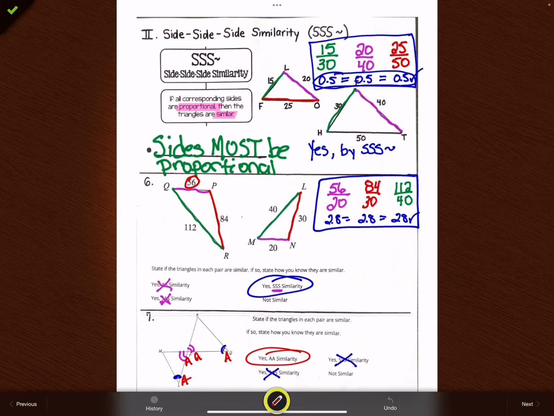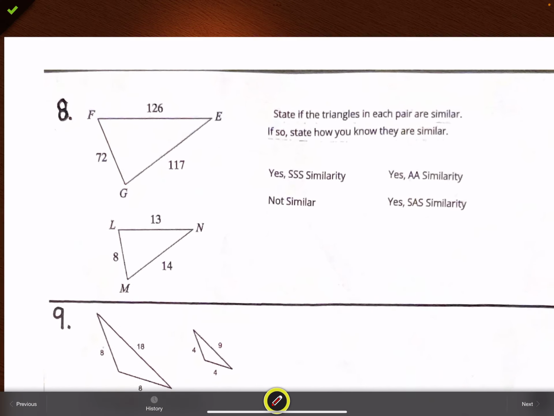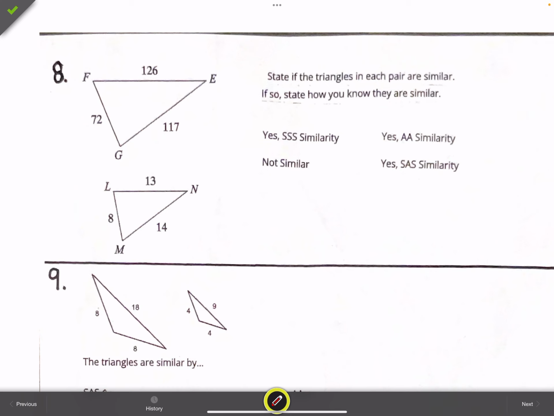Not by side, side, side, though. And notice I didn't set up any proportions when we did angle, angle. You do not set up proportions for angle, angle. You only look to see if they are congruent. All right, let's look at this one. Okay, same thing. Are the triangles similar? If so, tell me how. Looking at the picture, which ones do I know it can't be?